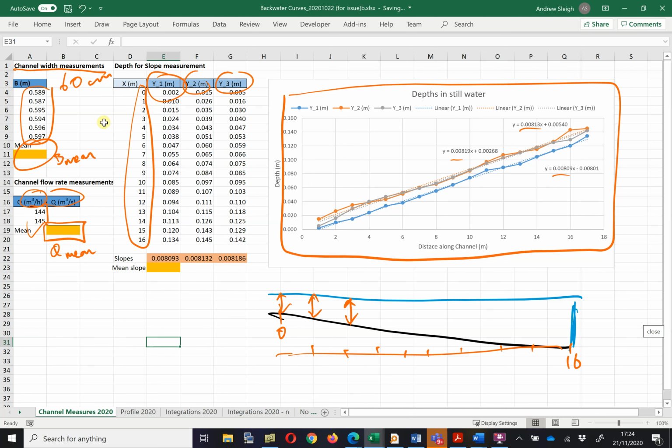There's a function in Excel called slope. Let me just highlight that and click on it to see what that function does. It works out the slope of this data against this X data. It essentially fits a line through the data. So it's a useful function. You could work out the slope by hand, but it's much better to use a function in Excel. It comes out to be about 0.008, slightly higher on the other readings. So you need to write in here the mean value.